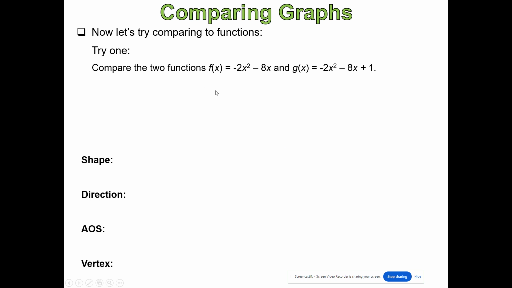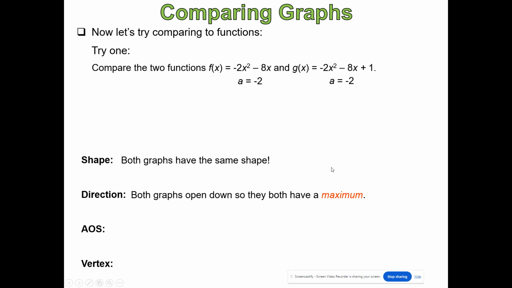Okay, so I want you to try this one. All right, so that means you're going to pause it or whatever. If it's on Edpuzzle, it'll probably ask you some of these, but pause it and try to write down each of these and then let the video play after. Okay, so the shape, you should know this. They both have a 2, so they're the same. Direction, they're both negative, so they're both opening down, which means they both have a maximum.